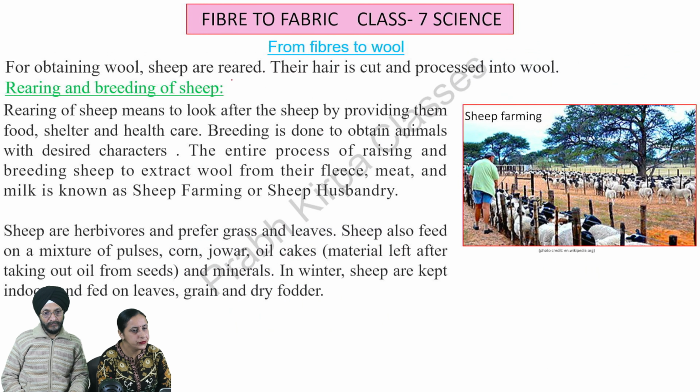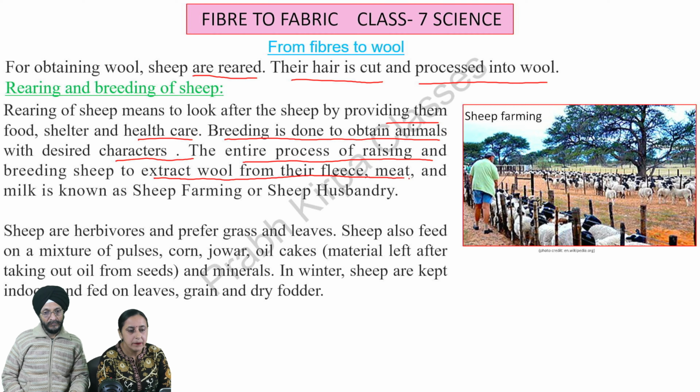From fibers to wool. For obtaining wool, sheep are reared. Their hair is cut and processed into wool. Rearing and breeding of sheep. Rearing of sheep means to look after the sheep by providing them food, shelter, and health care. Breeding is done to obtain animals with desired characters. The entire process of raising and breeding sheep to extract wool from their fleece, meat, and milk is known as sheep farming or sheep husbandry.